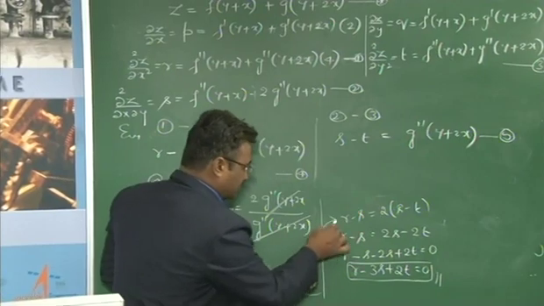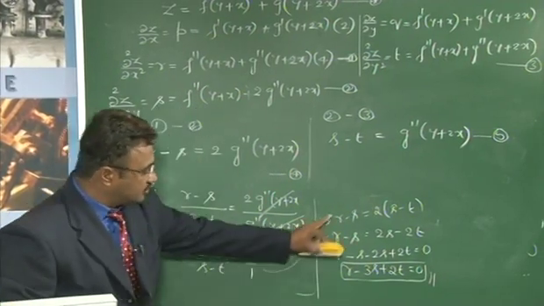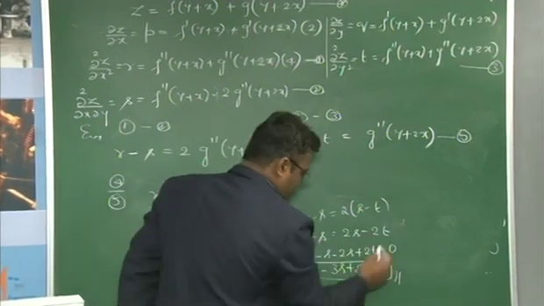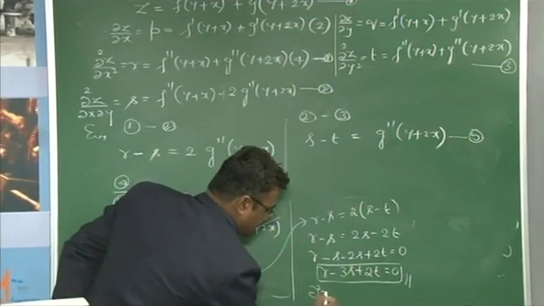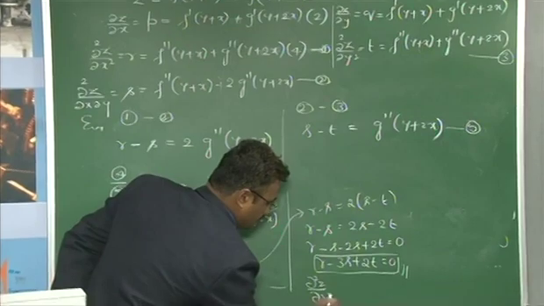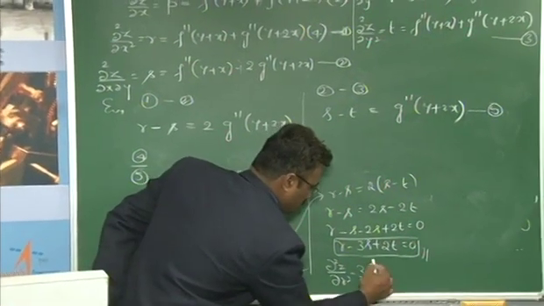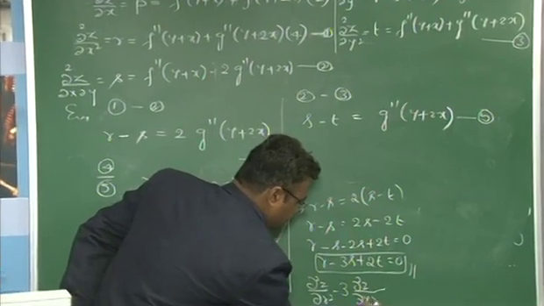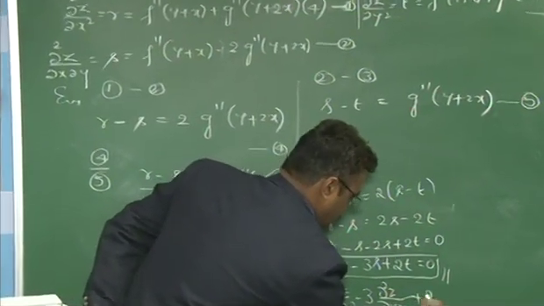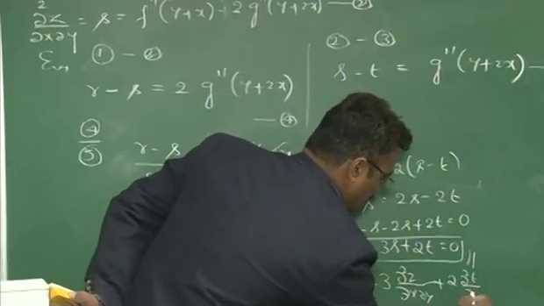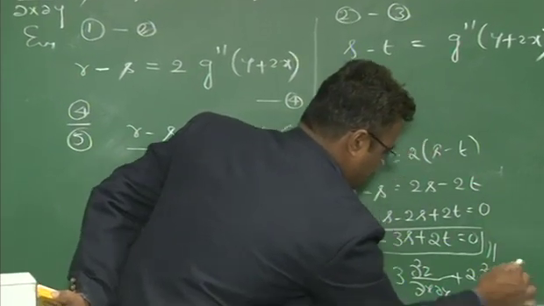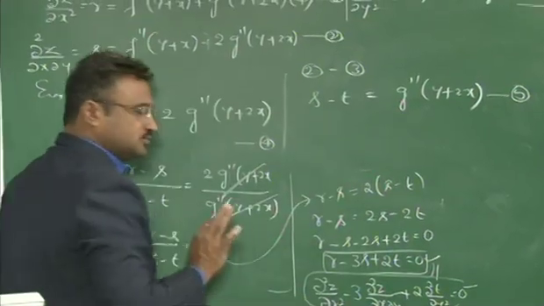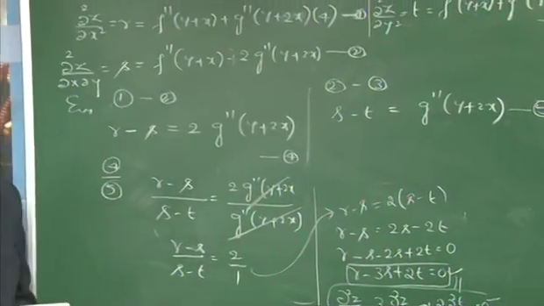After writing this, I am going to write it here as well. You can also keep the answer in this form: r, that is, del square z by del x square, minus 3 del square z by del x del y, plus 2 times del square z by del y square, should be equal to 0. Either keep the answer in this form or in this form, whichever is convenient for you.